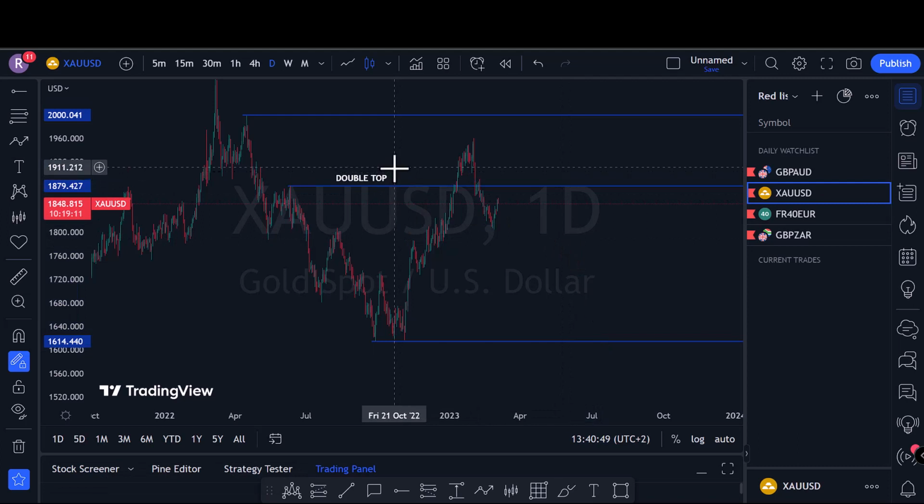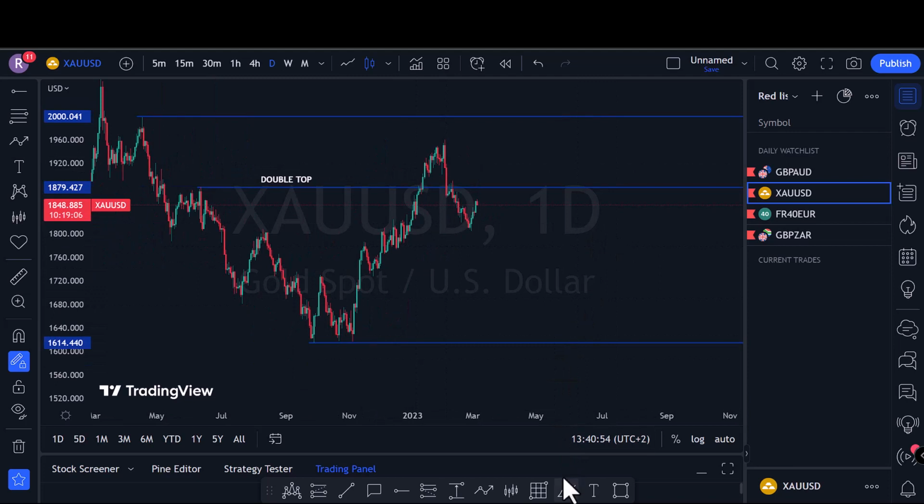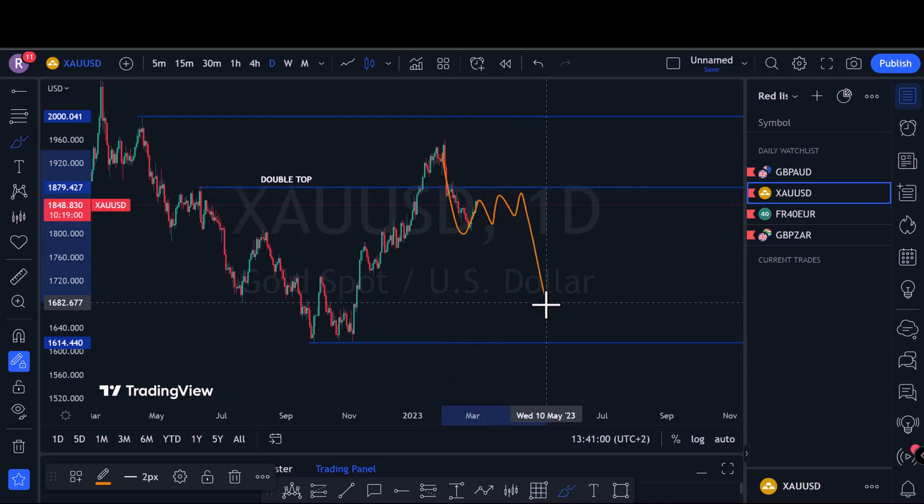So now that we have a bias to the downside, what do we do? We go to the lower time frames and identify continuation structures. As we can see, this was an impulse, and then what happens after an impulse? We have to get what? A correction. We can call it a correction or a continuation. This is where we're going to be finding our entries, and then we'll be taking price to the downside.